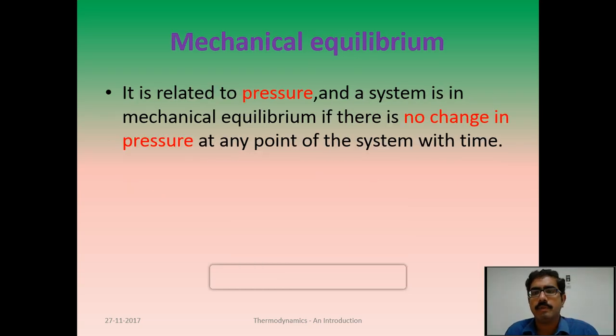Mechanical equilibrium. In mechanical equilibrium, the pressure should not change. The pressure should be the same at any point in the system with respect to time. So thermal equilibrium means temperature should be uniform. Mechanical equilibrium means the pressure should be uniform.